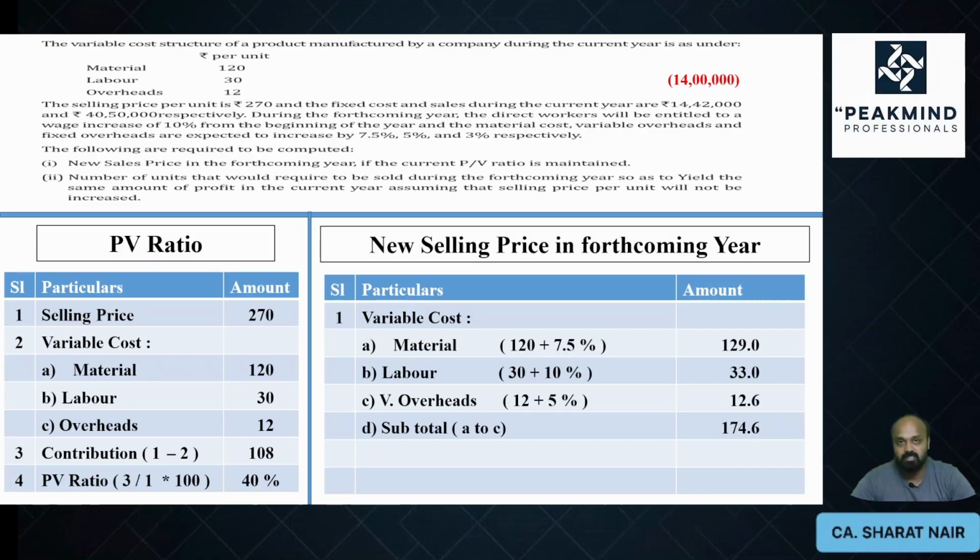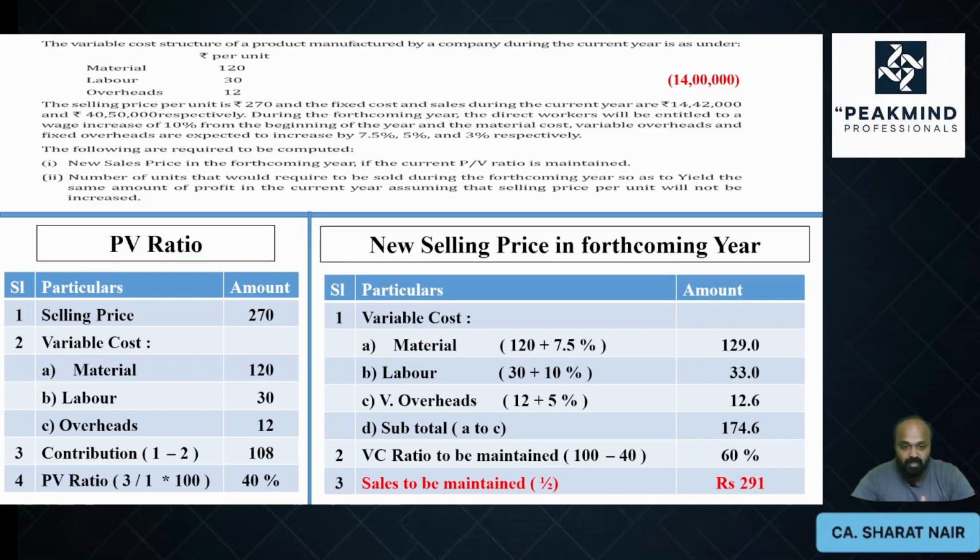Now, to proceed further, we need to apply a little bit of our brain. Currently, my PV ratio is 40%. That means, what will be the share of variable cost? Out of the 100%, if the PV ratio is 40%, what will be the remaining? 60% is my variable cost ratio. Now, if I know my variable cost per unit is 174.6 and I also know my variable cost ratio, which is 60%, can't I straight away find out the sales value? It is nothing but 174.6 divided by 60%. So it will be your selling price to be maintained. It will come around to 291 rupees.